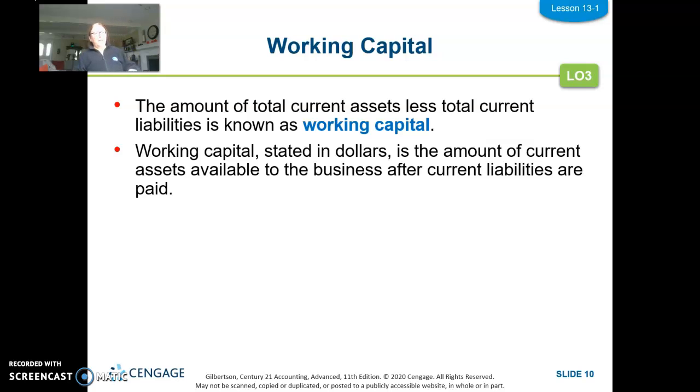So there are 3 of them that I'm going to go through. So working capital is the first one. And that one is the amount of total current assets less current liabilities, is known as working capital. It's stated in dollars, and it's the amount of current assets that are available to the business to utilize after current liabilities are paid off. The key is current assets. It's not the cash that's available to the business. It's all current assets that are available after current liabilities are paid off.